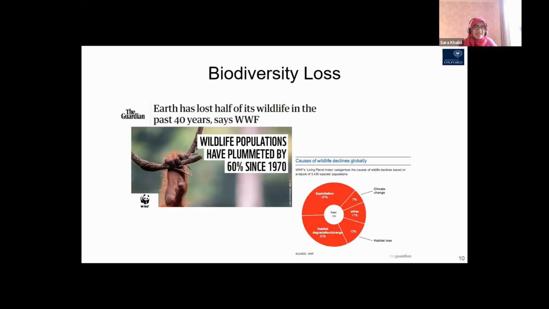Then perhaps one of the most indirect, but maybe more stark consequences of human-induced changes to the planet is biodiversity loss. So the WWF recently investigated a sample of around 10,000 global species of the biodiversity, and found that in the last 40 years alone, approximately half of the species on the planet have been wiped out.